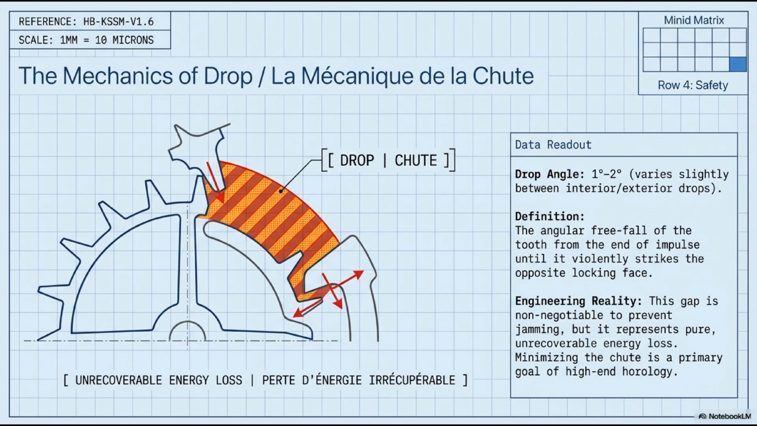The engineering question is, how much? Exactly as much as geometric necessity requires, and not 1 arc-minute more. Minimizing the chute is a primary goal in high-end escapement design, because every arc-minute of unnecessary drop is energy wasted as the loudest shock in the cycle. When you equalize entry and exit drops during adjustment, you're optimizing this parameter, ensuring both sides waste the minimum necessary angular interval.